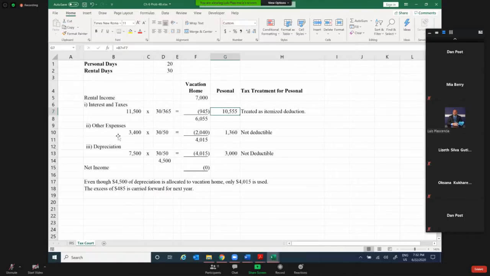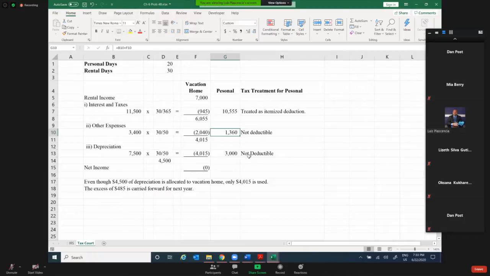Okay, other expenses. That was the utilities and repairs, right? 3,400. That ratio is days rented on top over total used days. Remember, they used it 20 days for personal, rented for 30 days. So the bottom number should be 50. So 3,400 times the ratio of 30 over 50. On the vacation side, I'm allocating 2,040. So of the 3,400, I'm allocating 2,040 here. The difference, 1,360, is personal. Can we deduct utilities and repairs on a personal property? No. Section 262.